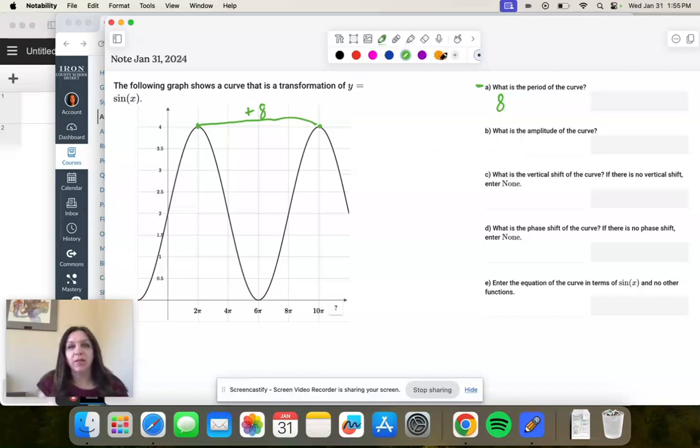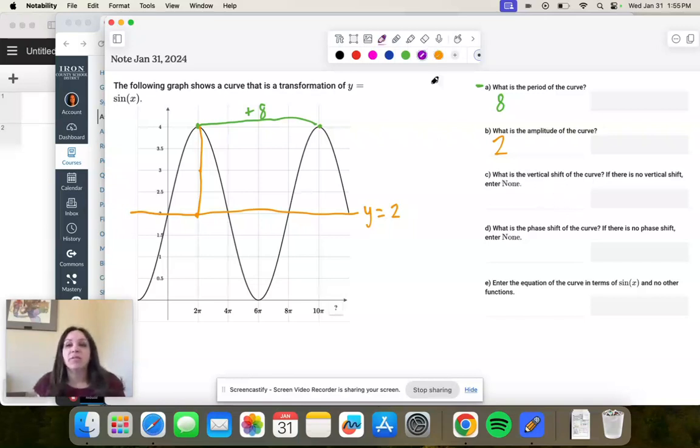Amplitude. Okay, so now let's find the midline. We're going from 0 to 4. So half of that would be 2. So y equals 2 will be the midline, and the amplitude is the distance from the midline to the top. So that's 1, 2, the amplitude is 2.